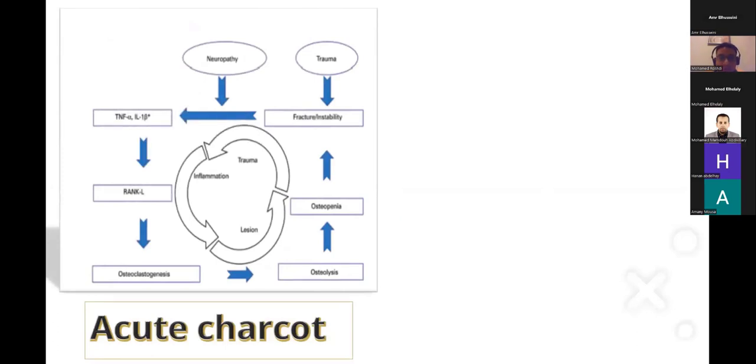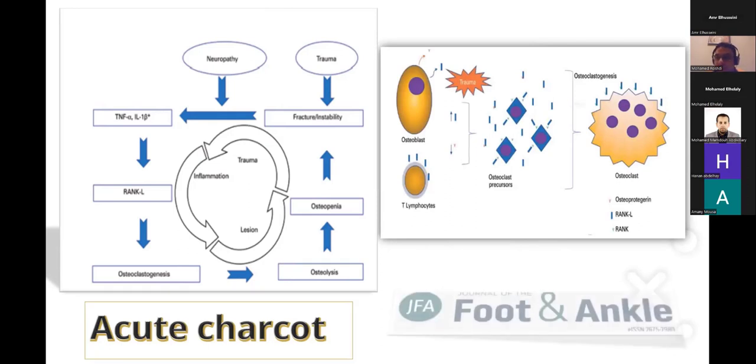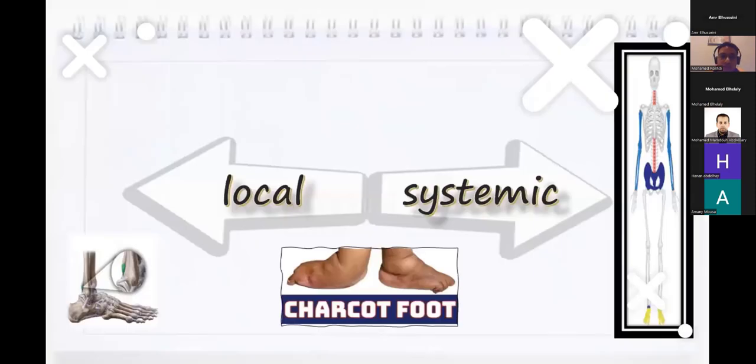Acute Charcot has many theories in its pathophysiology. One of its important theories is the neurotraumatic inflammatory pathway, in which we have neuropathy and minor trauma repeatedly in diabetic patients because of the loss of sensation, which has been reported in the previous lectures. Then we have the inflammatory markers such as tumor necrosis factor alpha and interleukin 1 beta, which activate the RANKL pathway, ending with stimulation of the osteoclast precursors to increase osteoclast formation and decrease osteoprotegerin, which protects against bone remodeling.